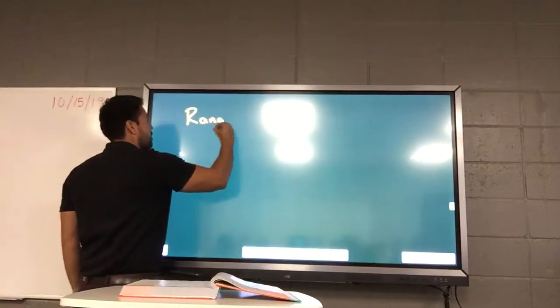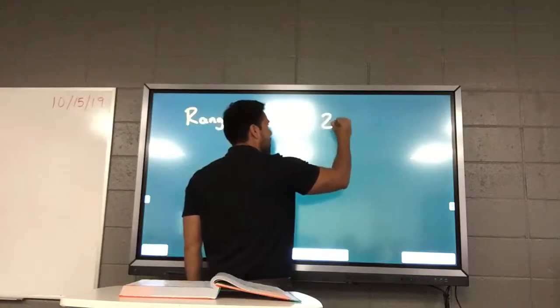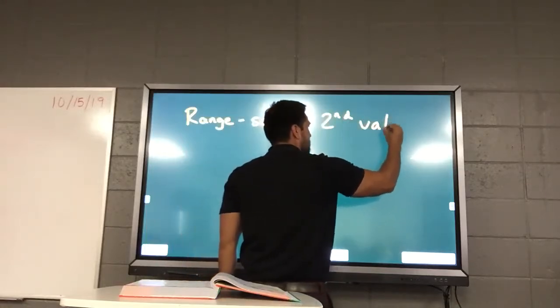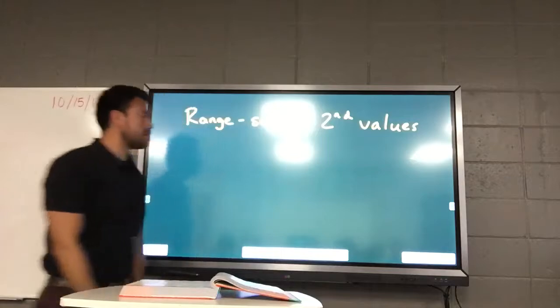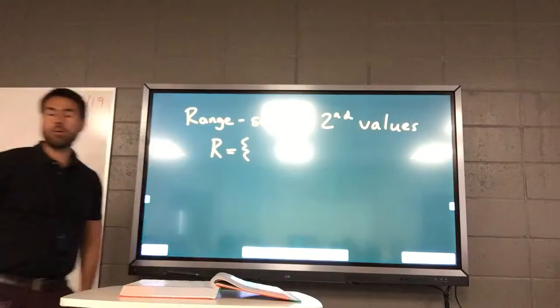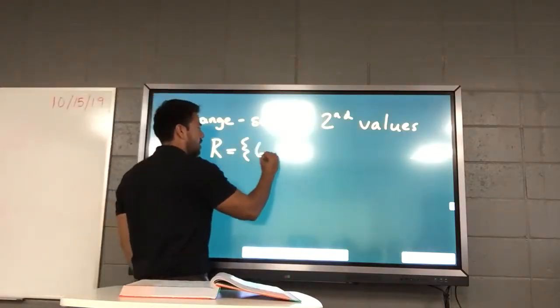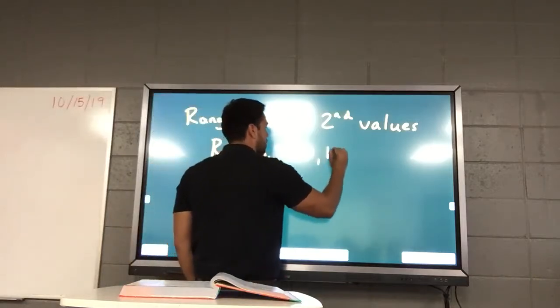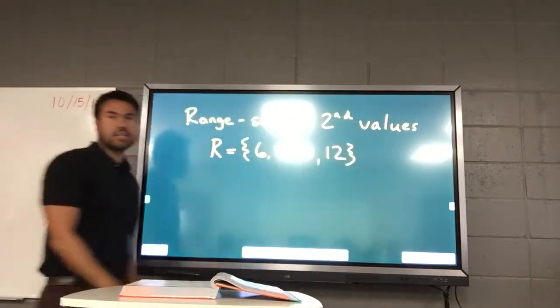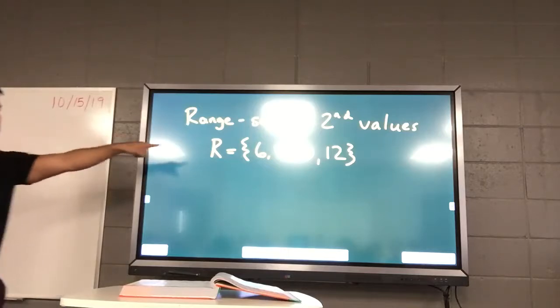What do you think the range is going to be? 6, 8. Yeah, good. And then we're going to say the set of second values, and we're going to say R is equal to, and then what were those second values? Will? 6, 8, 10, 12. It's a limited set because it's limited to just those 4 numbers. That's it. It can't be 9. It can't be -5. It can only be those numbers right there.